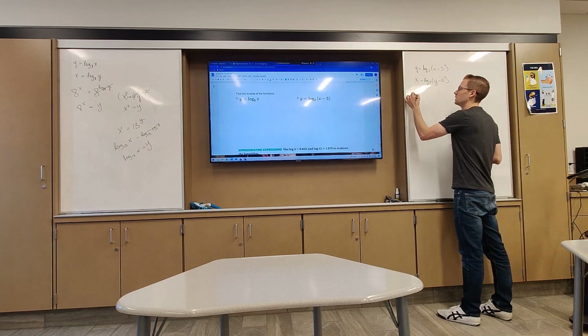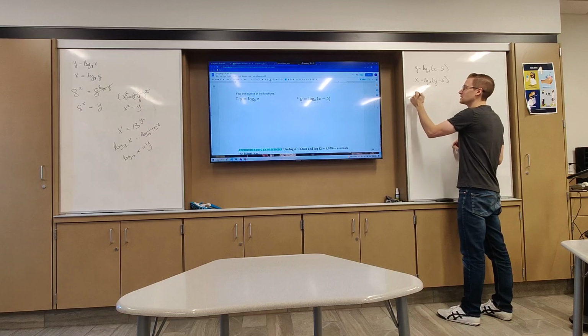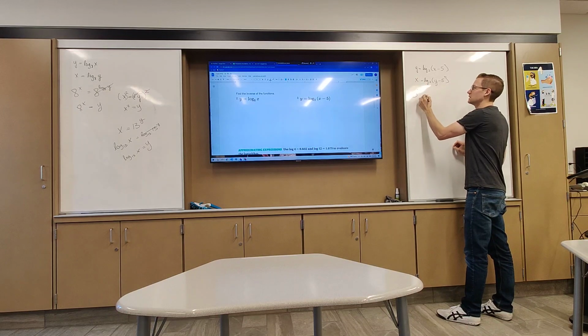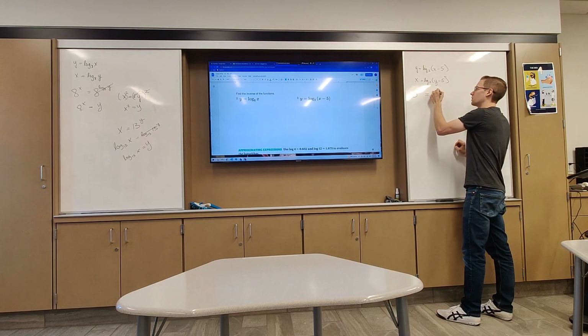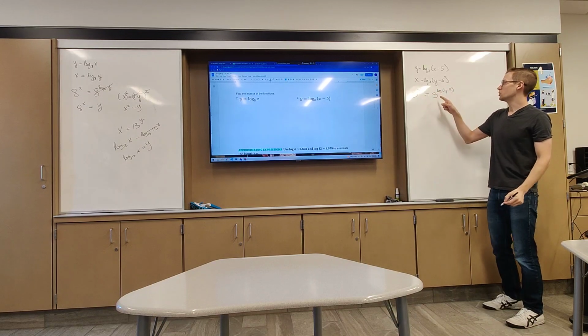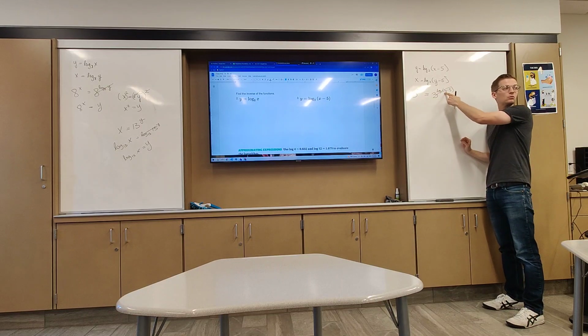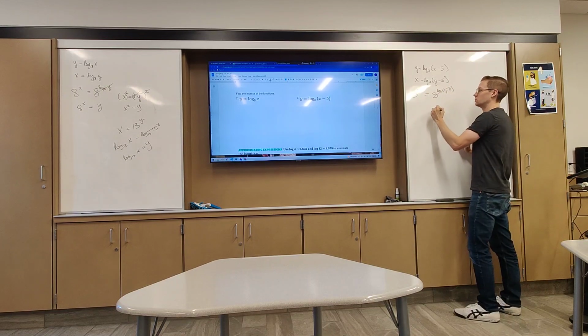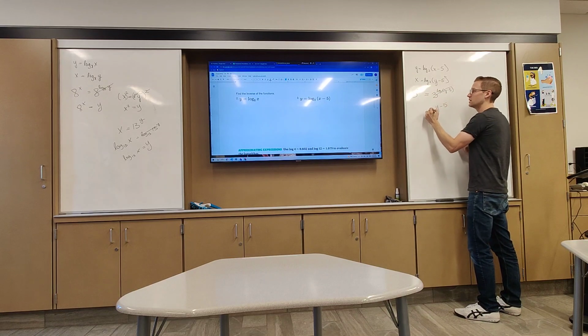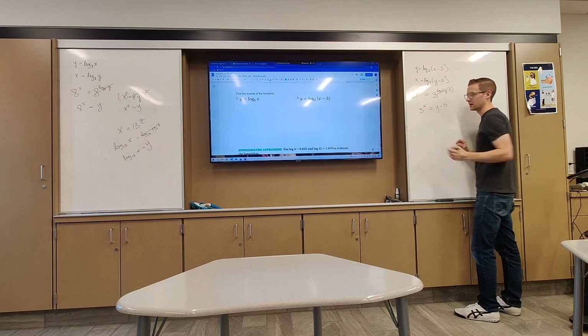So I'll do 3 to the power of x on this side, is equal to 3 to the power of log base 3 of y minus 5. And what happens here? 3 to the power of log base 3 cancels everything out, and I'm just left with whatever was inside my log, which is y minus 5 is equal to 3 to the power of x.